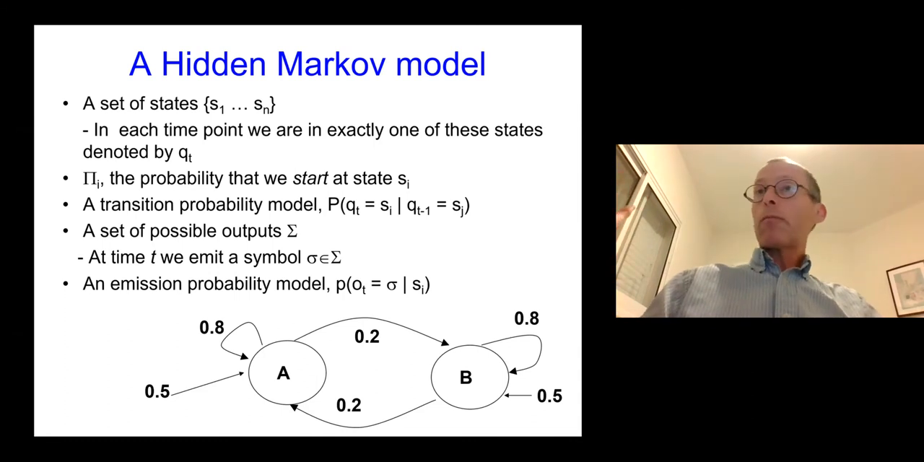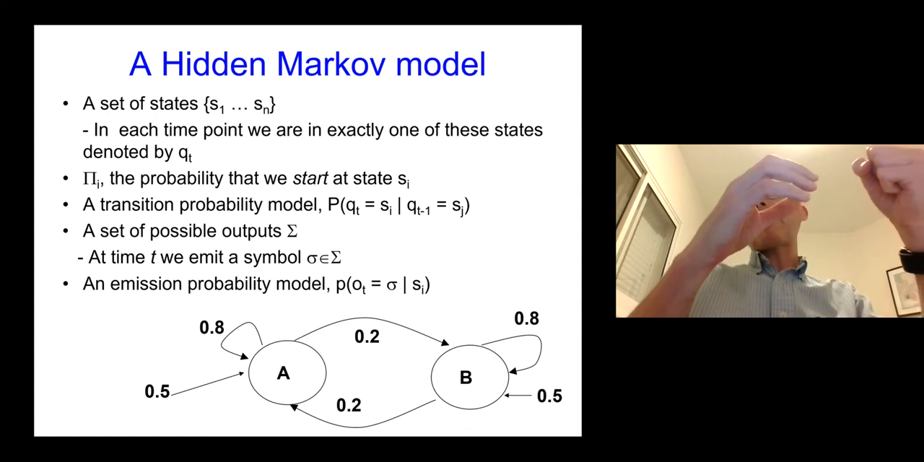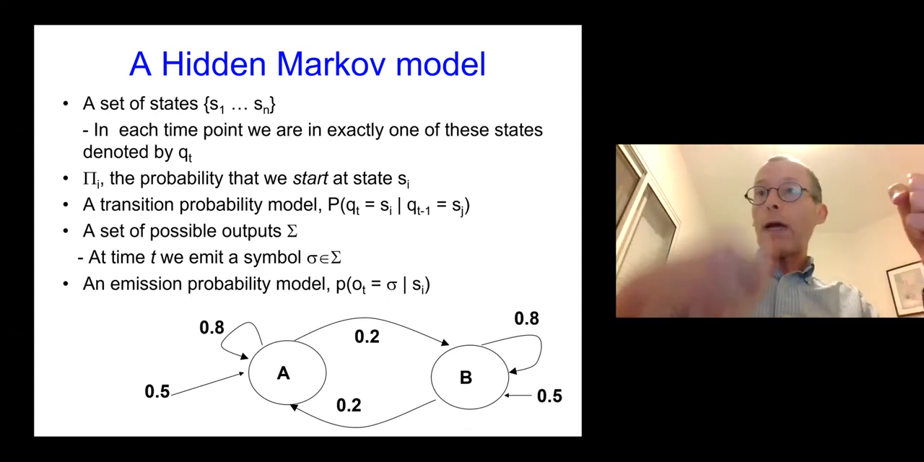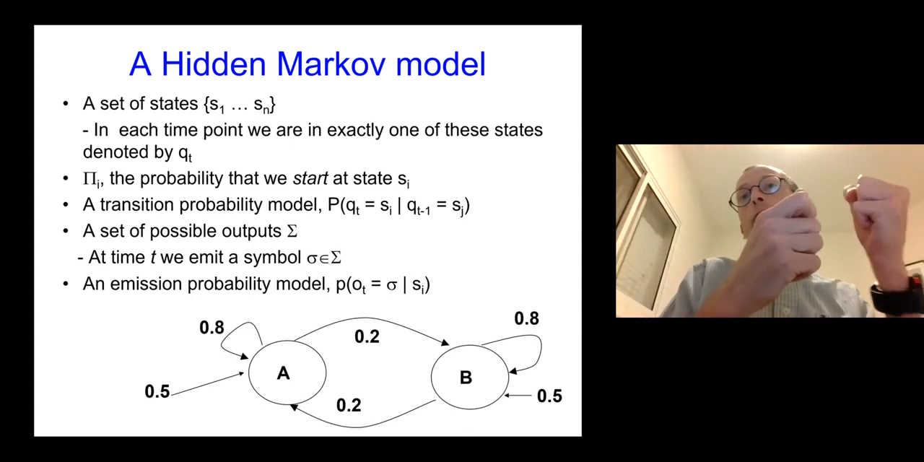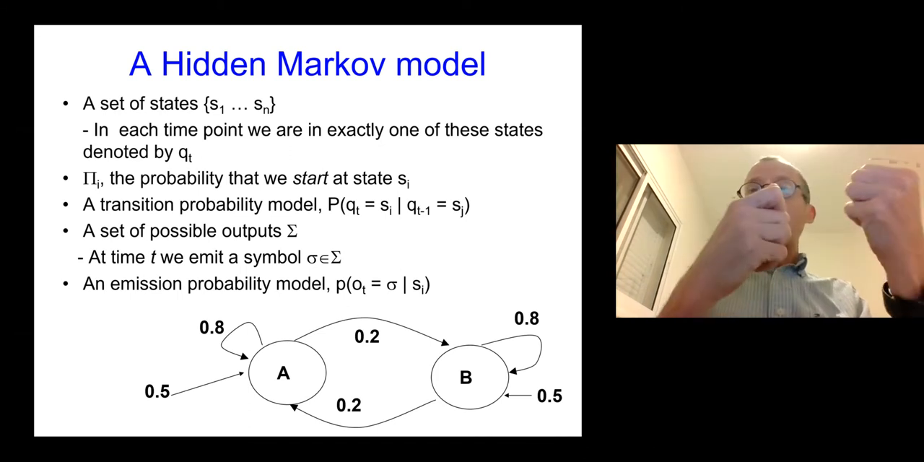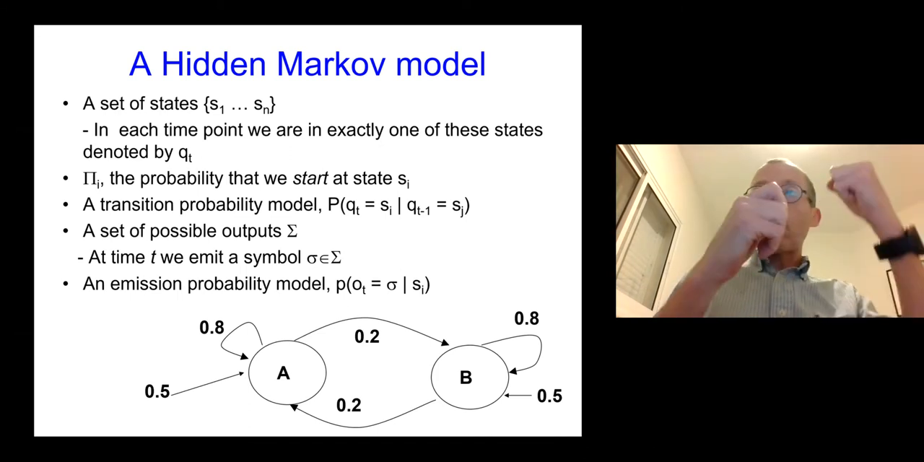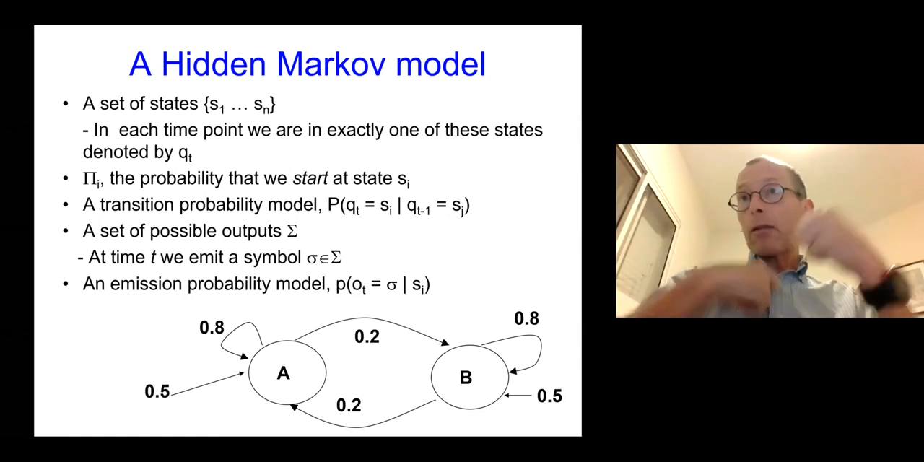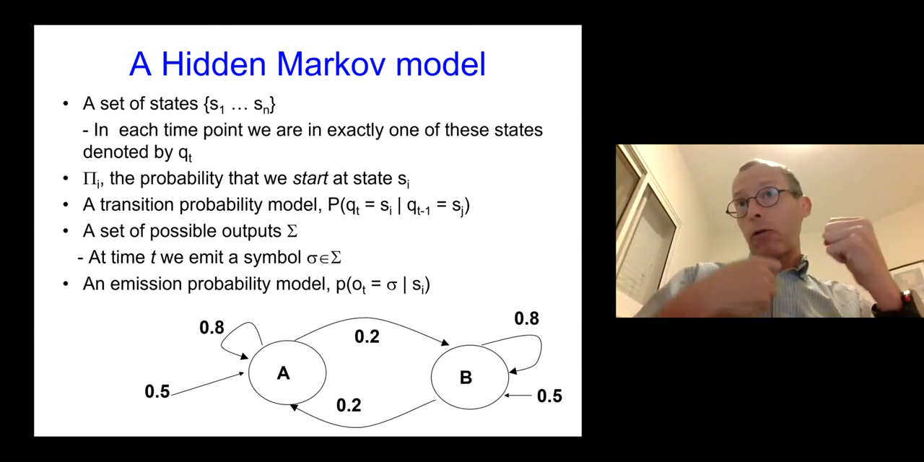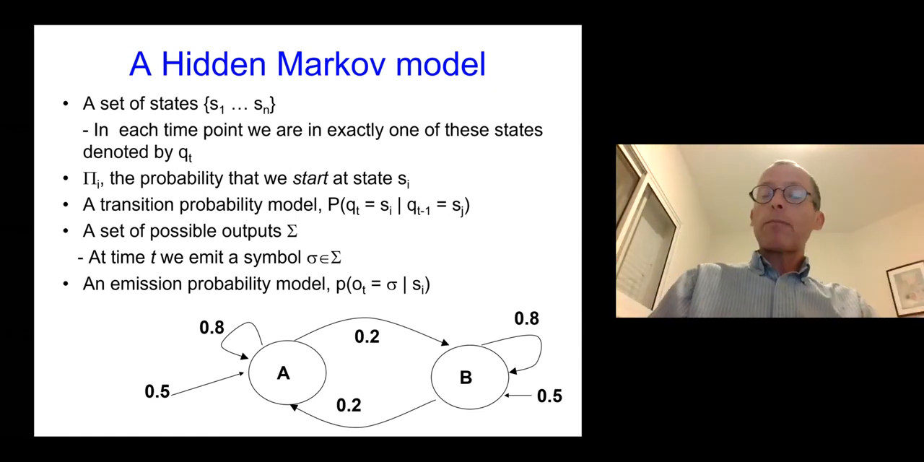It could be zero. Of course, they have to sum to one, because the sum of the states you can move to has to be one. But you have to define, as part of the model, the probability of moving from every state to every other state, including itself. So you can stay in the same state, that's part of the model.